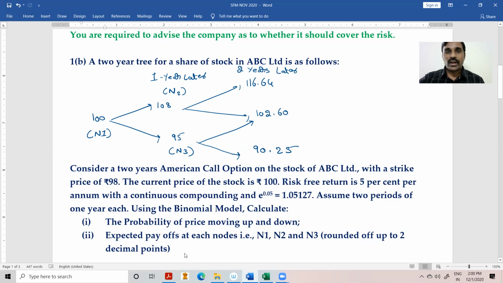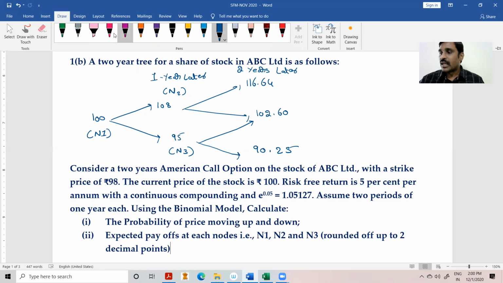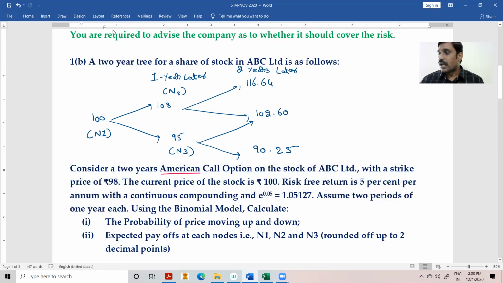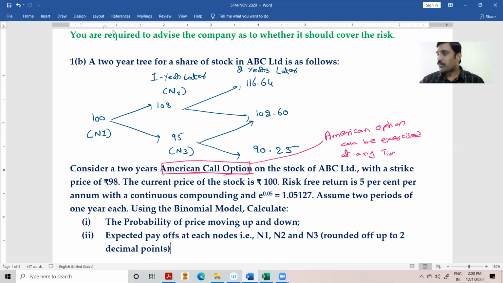The first point we need to understand is that it is an American option. What is meant by American option? It can be exercised at any point of time. European option can be exercised only on the maturity date. American option can be exercised at any time during the period. If the option is entered for 3 months, during the 3 months you can exercise the option at any time. That is an American option. Otherwise, this option is not relevant.